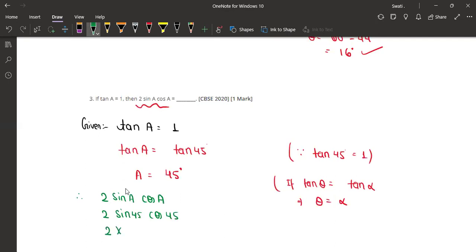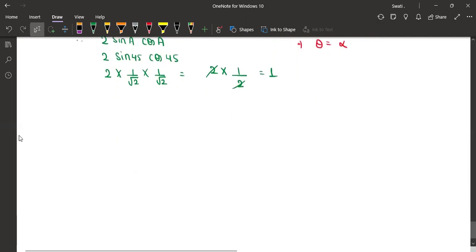Now this is 2. What is the value of sine 45? It's 1 over root 2. What is the value of cos 45? It's 1 by root 2 only. So this is 2 into 1 is 1 in the numerator. In the denominator, we have root 2 into root 2, which is root 2 square. So square and root 2 will get cancelled. So it's just 2, and 2 will get cancelled. So the answer is 1. So the value of this is 1. That's it.